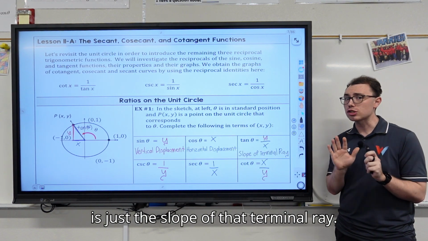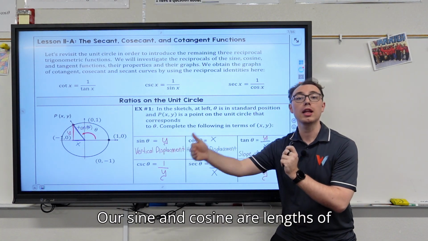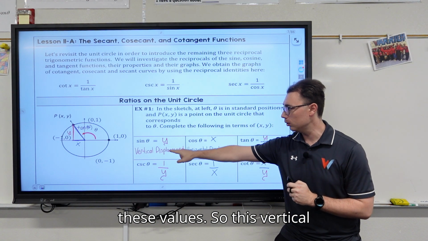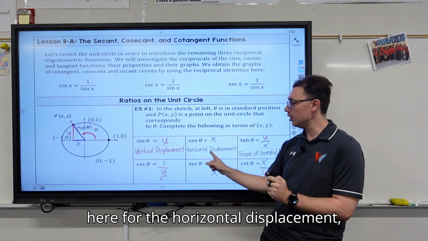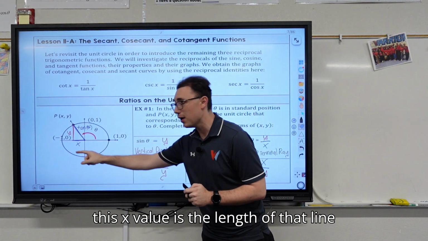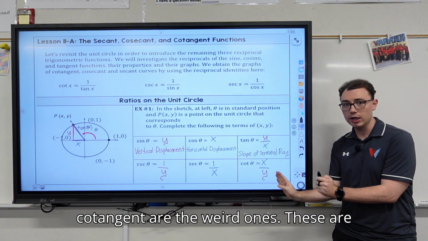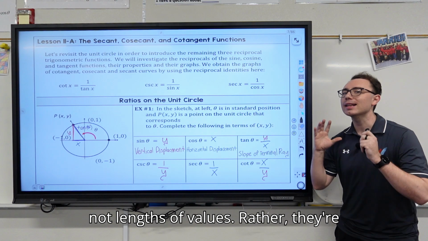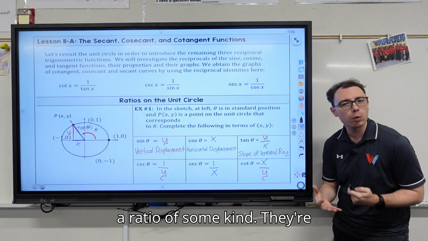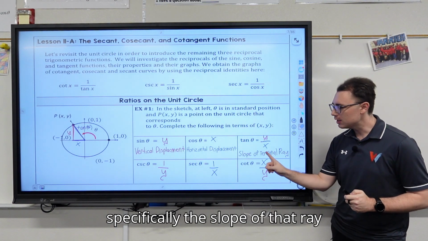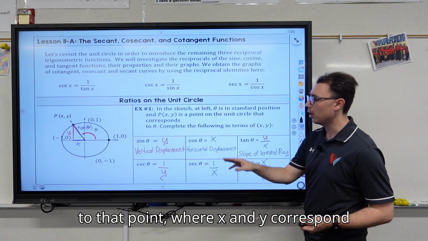Tangent, though, is just the slope of that terminal ray. Our sine and cosine are lengths of these values. So this vertical displacement is the length of that red line. This blue section here for the horizontal displacement, this x value, is the length of that line for cosine. Tangent and cotangent are the weird ones. These are not lengths of values, rather they're the slope of the terminal ray, so they're a ratio of some kind. They're specifically the slope of that ray to that point where x and y correspond to cosine and sine.